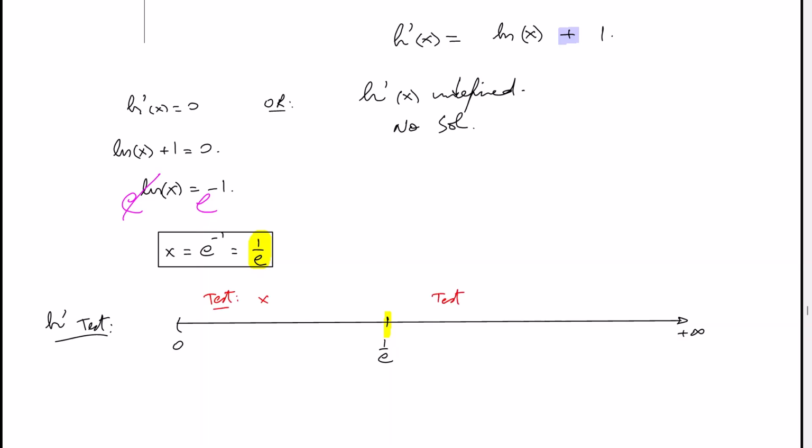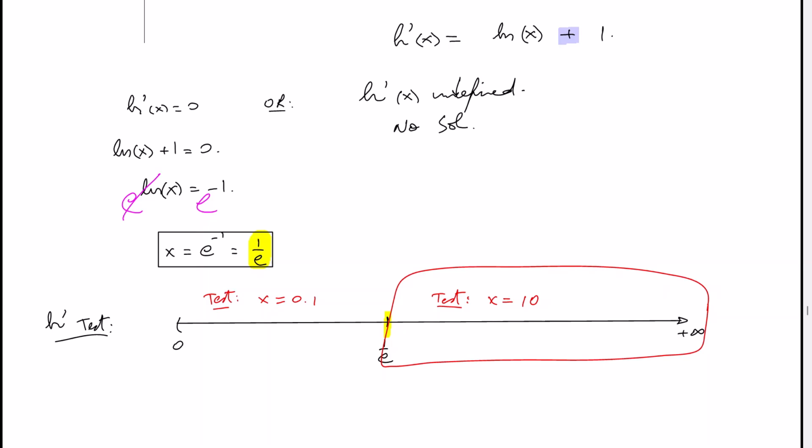So I want you to pick a number that is smaller than 1 over e but bigger than 0. It has to be from the interval. So a good number might be something like 0.1, and I need another test value between 1 over e and infinity. There's plenty of numbers to pick from. I'm going to pick the number 10 just because that's my preference. Remember, the only requirement is that the number has to be from the interval, meaning between 1 over e and infinity, and any number should work.